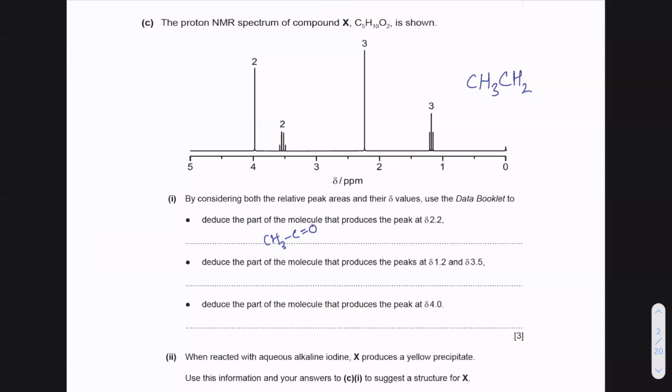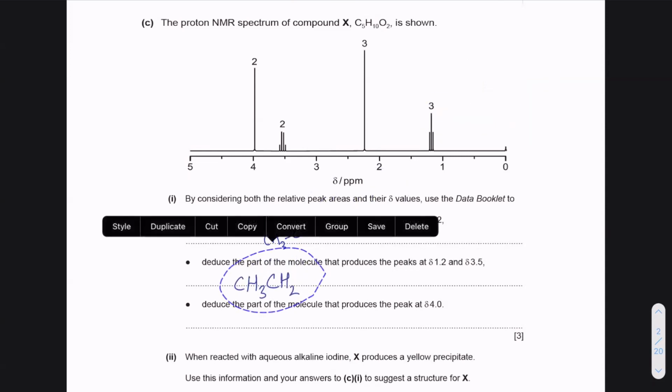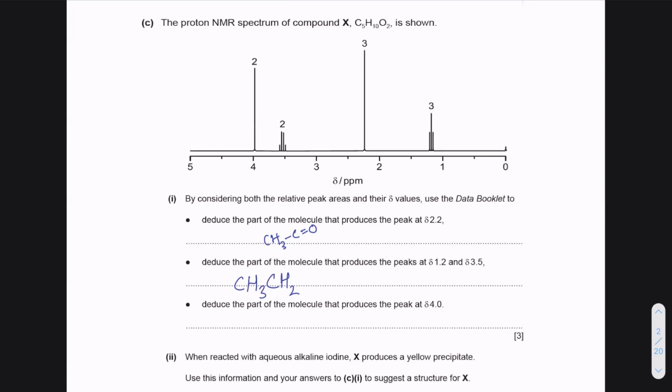ठीक है. Okay. Now similarly in this one 1.2 पे मेरे पास 3 hydrogens adjacent है with 2 neighboring. Why? Because this is a triplet. So वो मैंने यहाँ से figure out किया है. But इसके आगे अभी मैं देखूंगा कि इस 1.2 की range में मेरे पास क्या क्या आता है. 1.2 की range में there's nothing in the data booklet that might help me. So I'm just going to put it here for a while. Maybe this will help. 3.5 को देखते हैं.